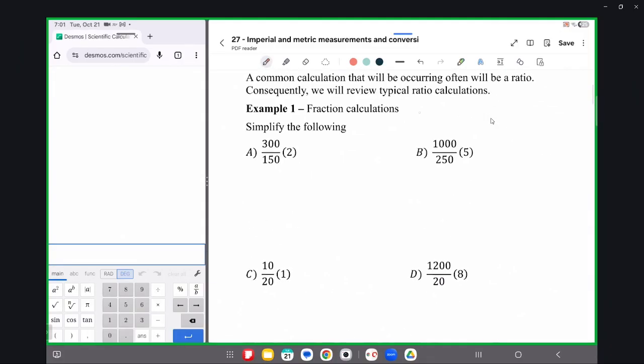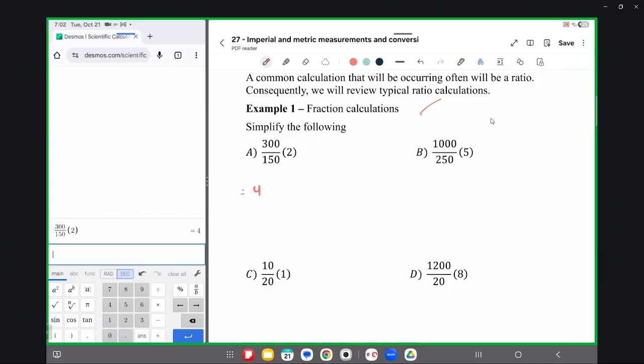So example 1, we have some fraction calculations, and we're going to be asked to simplify the following. And so you might be thinking, is the answer to this one just 4? Yes. So if I take in my calculator 300 divided by 150 and then multiply it by 2 afterwards, I do indeed get 4. Today we're going to be using the Desmos scientific calculator.